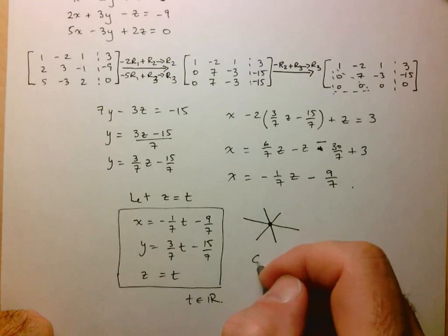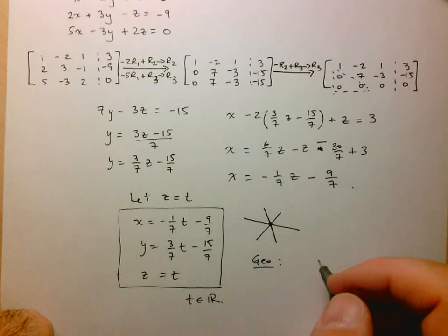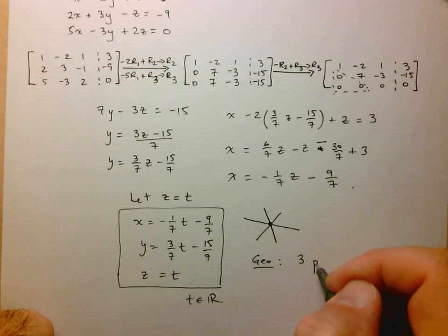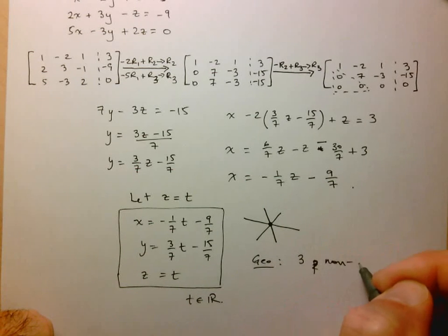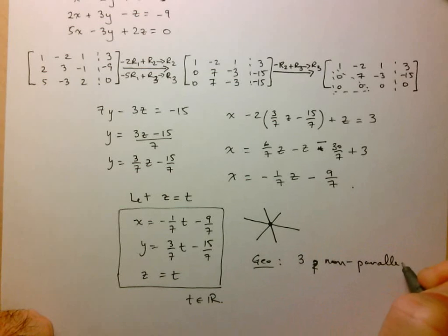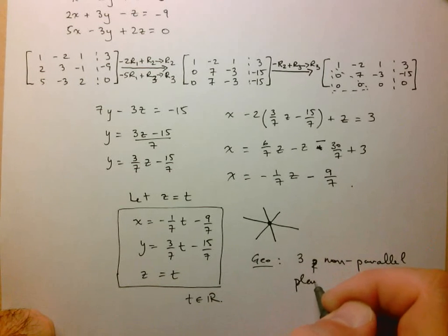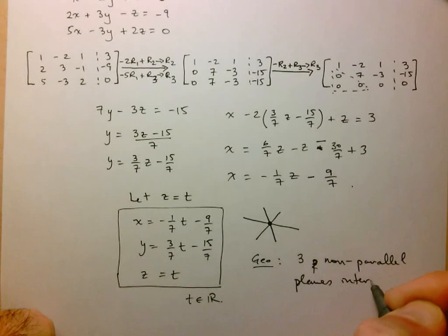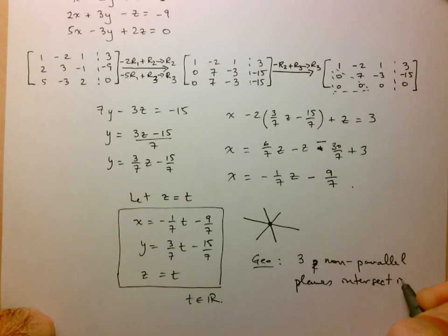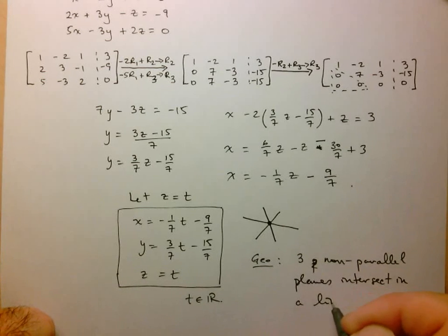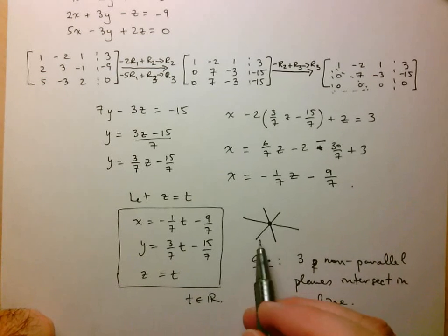So geometrically, what we have is three non-parallel planes that intersect and align. And it's always nice to include a drawing to be very clear about the scenario that we have.